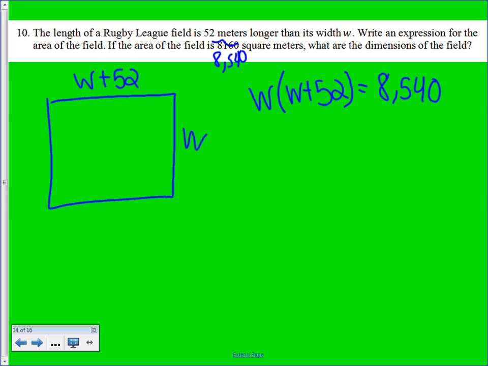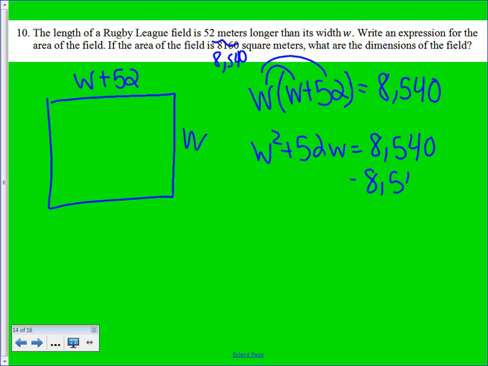Here's the mistake I see students make. First, they remember, okay, yes, I need to distribute this W in, and then I get W squared plus 52W is equal to 8,540. Many students are like, Ms. Humbert, why did you do that? Clearly, W is equal to 8,540, and W plus 52 is equal to 8,540. That's not the case. The zero product property only works if the factors are set equal to 0. If you look right now, I don't have that case. So I actually have to go through and subtract this from both sides to give me a quadratic. So when I do that, I end up with this.